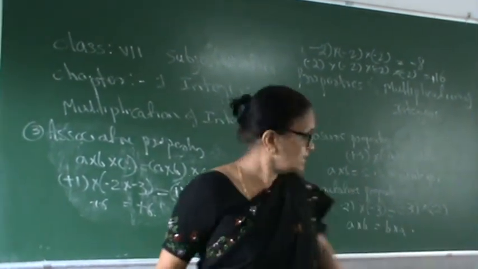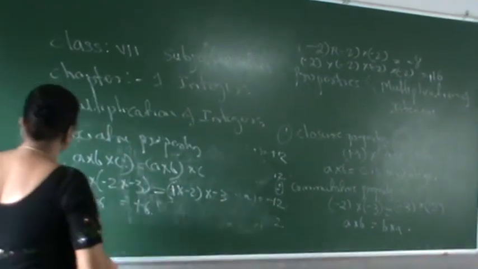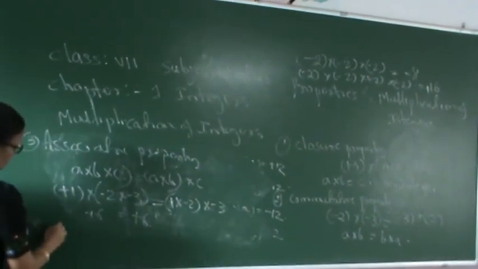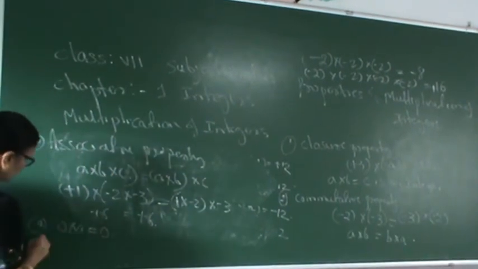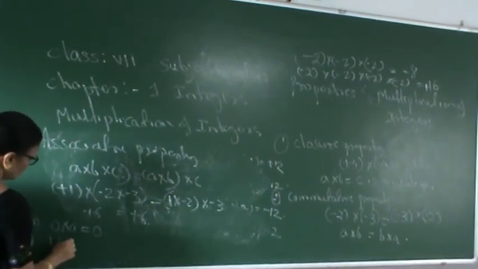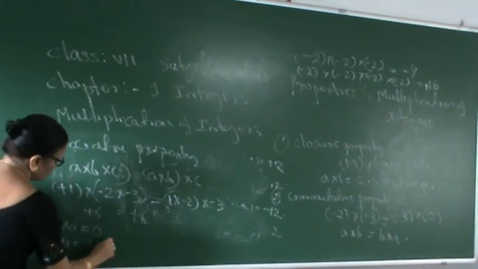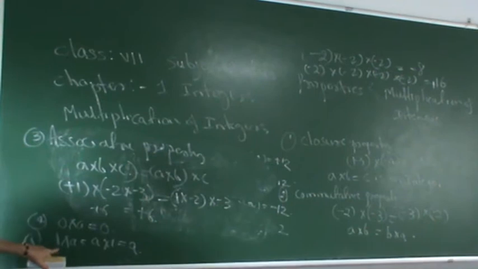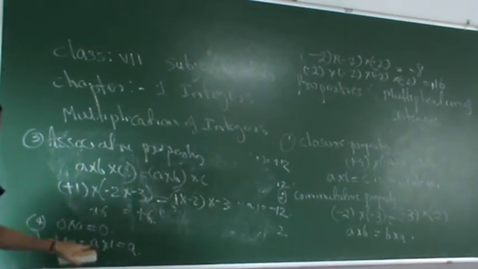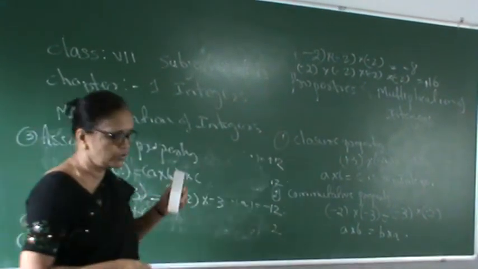Okay. Next one. We will write this property as the fourth property, multiplicative identity. So 0 into a is equal to 0 always. Next one is 1 into a is equal to a into 1 is equal to a. Means any integer multiplied with 1, the answer will be a only. This is the property.